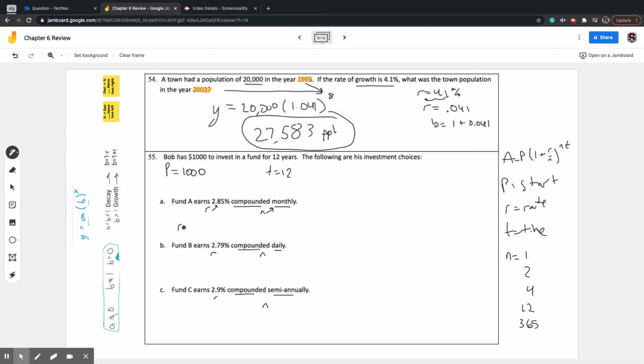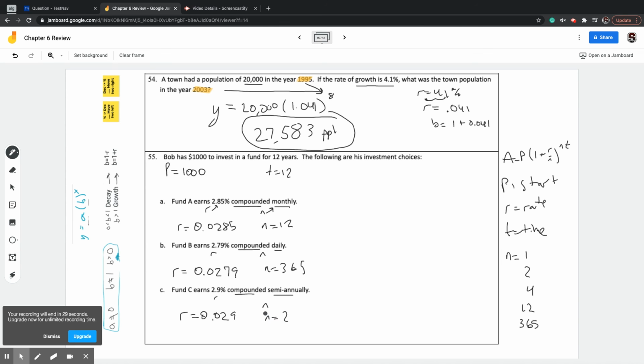So I'm going to express my R as a decimal. My strategy when I do these is to do one thing at a time. Identify the R's for all of them, so I'm in the same mind space. I have the same strategy to find all of them. Just move the decimal 2 times to the left. And then N monthly, 12. N daily, 365. N semi-annually, 2. So now I'm just going to go in and plug in the equation.